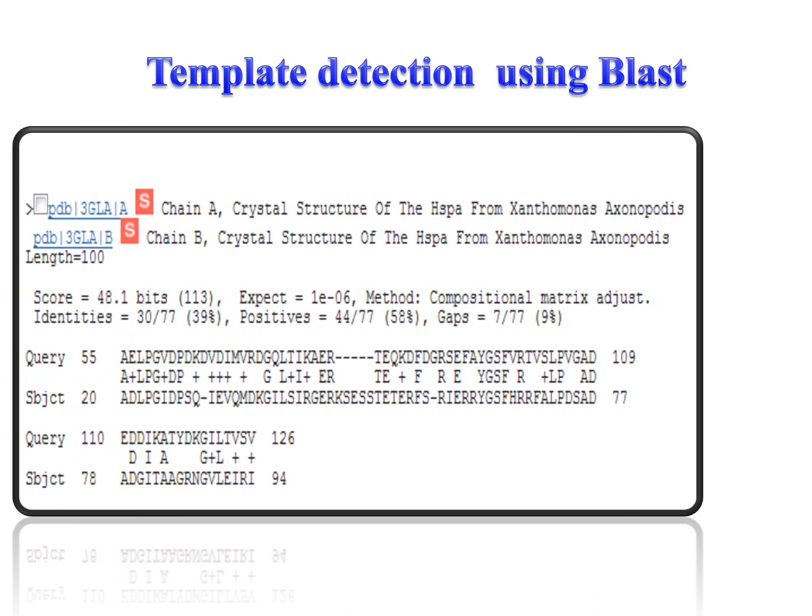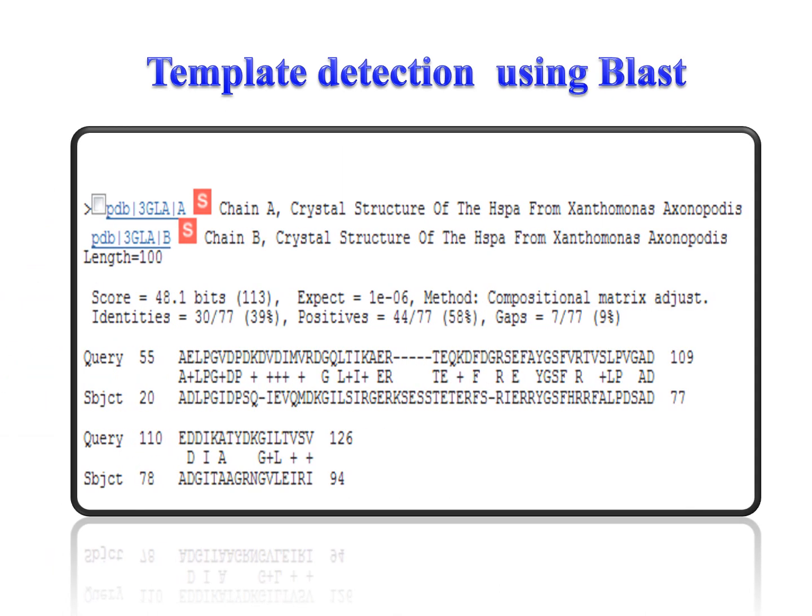See here the sequences are there, and the PDB ID was there for your target sequence, and a PDB ID was there for your template sequence. Here you have to concentrate on identity. See here it is only 39%, right? The gaps are more, 9% gaps are there. So you should not take this template for your study, because the query coverage is also not full.